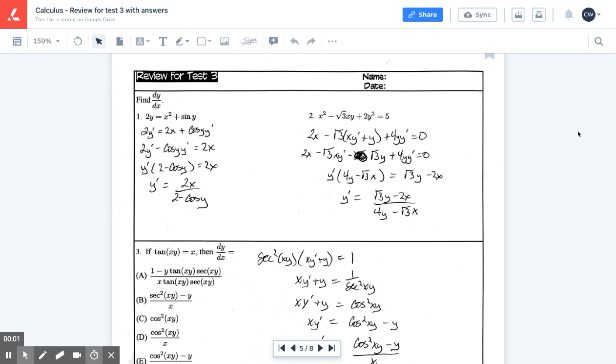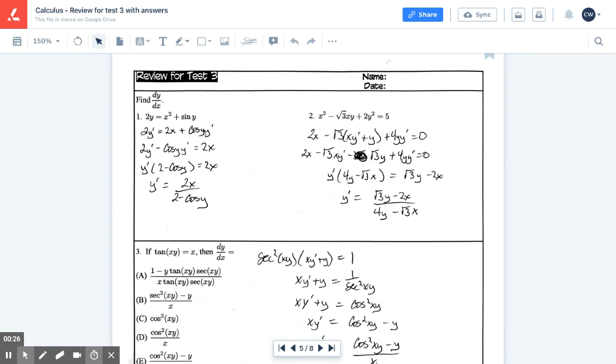All right, we're looking at answers for review for test three. Number one and number two just want me to find the derivative. So we're doing implicit differentiation to find the derivative on number one and number two. The derivative of 2y is going to be 2y prime. The derivative of x squared is going to be 2x. The derivative of sine is cosine, and if I take the derivative of the inside of sine, that's going to give me y prime.